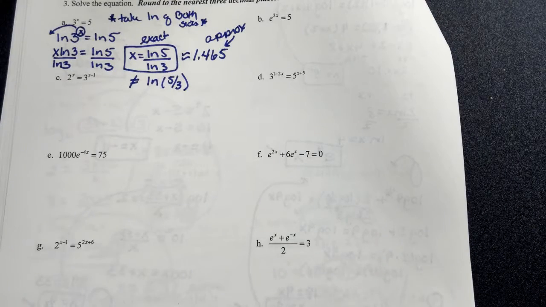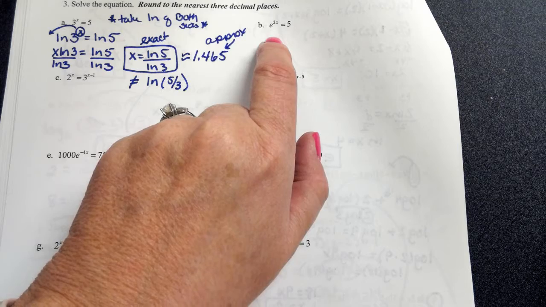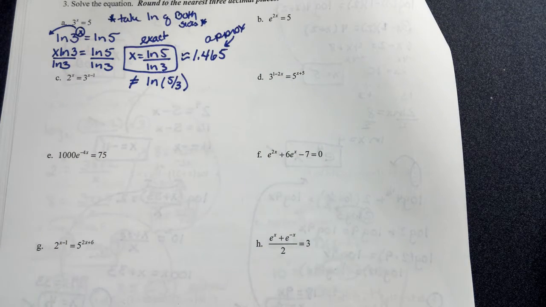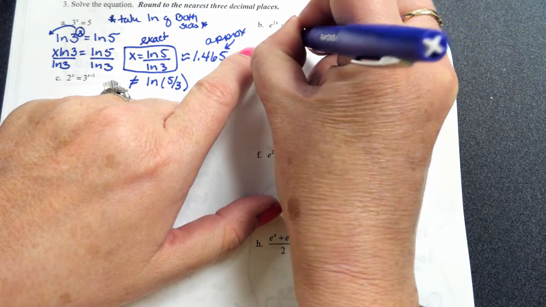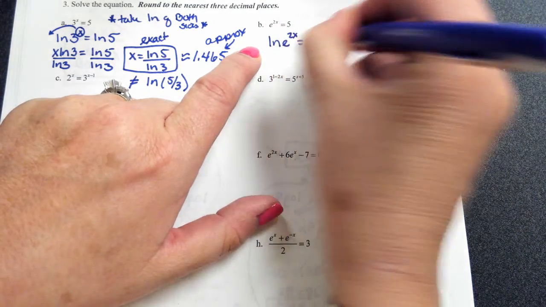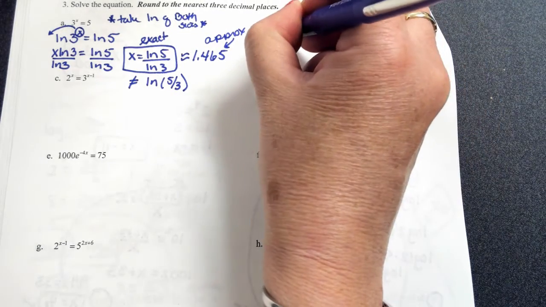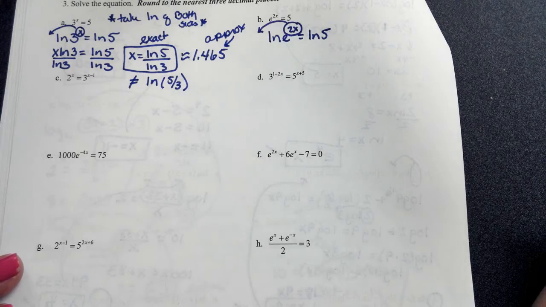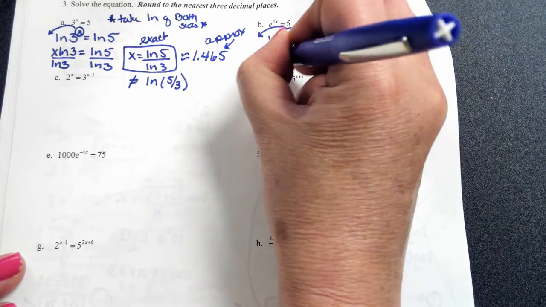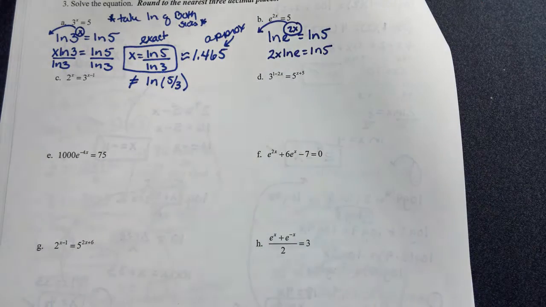Again, you always still try and rewrite to the same base. Is it possible to take 5 and write it as a base of e? No. So what are we going to do to both sides of the equation? We're going to take the natural log. So natural log of e to the 2x is equal to the natural log of 5. So now I can use my power property of logs. I can pull that 2x out of my exponent. So I have 2x times the natural log of e is equal to the natural log of 5.